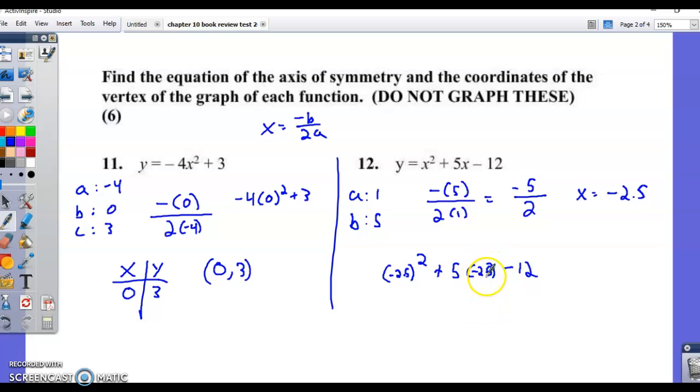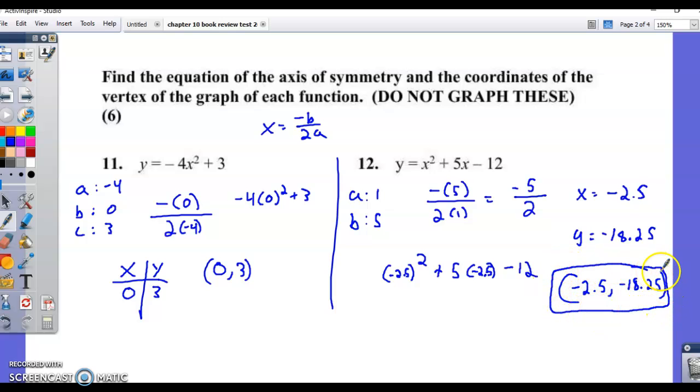So I'm putting negative 2.5s in for there. We type that into our calculator. So I just paused that and typed this into my calculator, and what you should get for your y value then would be negative 18.25. So your vertex is negative 2.5 comma negative 18.25. There's my vertex for there.